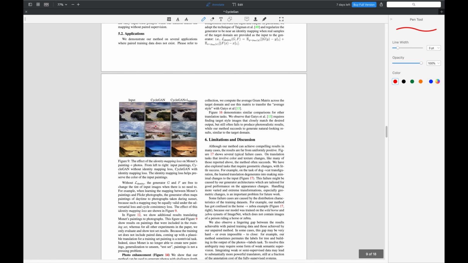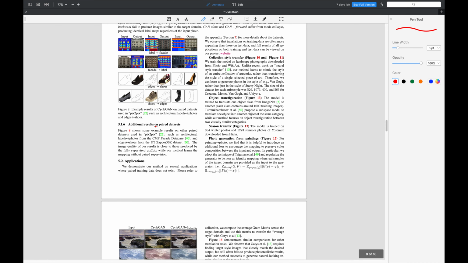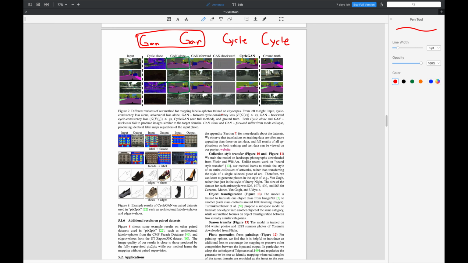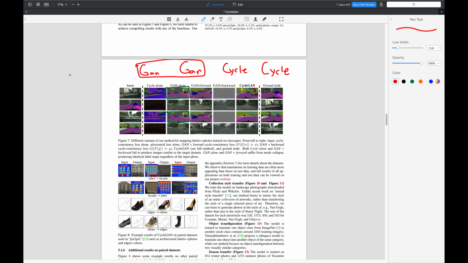And one additional problem they found in the task of converting paintings to photos was that the CycleGAN with these loss terms aren't really enough.